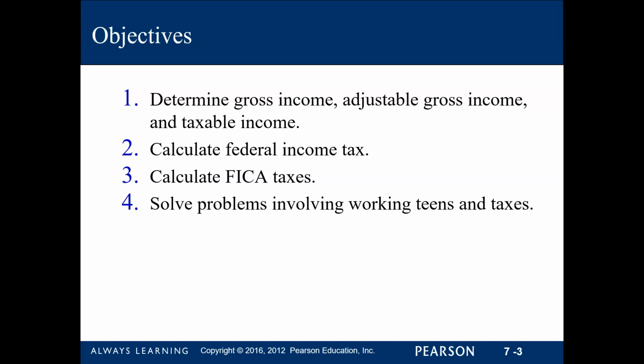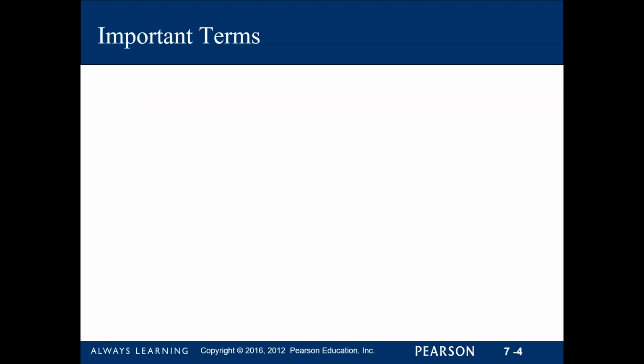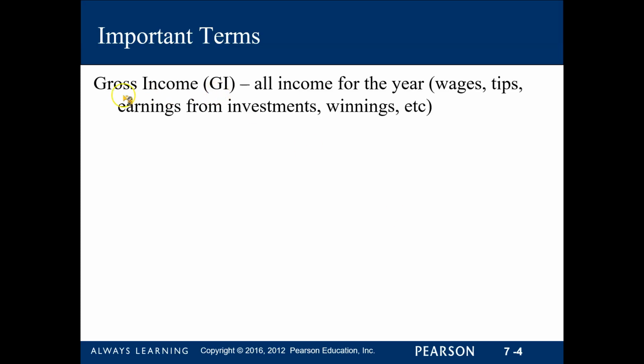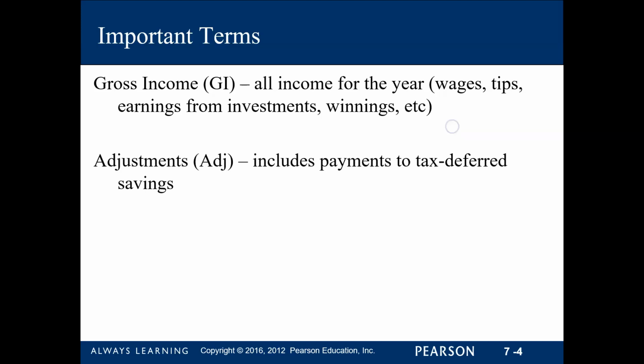Before we begin, let's have our very important terms first. When we talk about gross income, which we can represent as GI in our formulas, we are talking about all the income for the year. So anything that the person earned for the year, which includes wages, tips, earnings from investments, let's say winnings from game shows, things like that, anything that was earned for the year, that is called gross income.